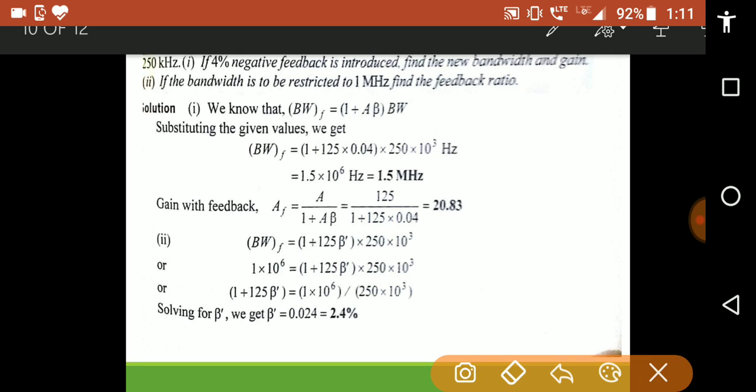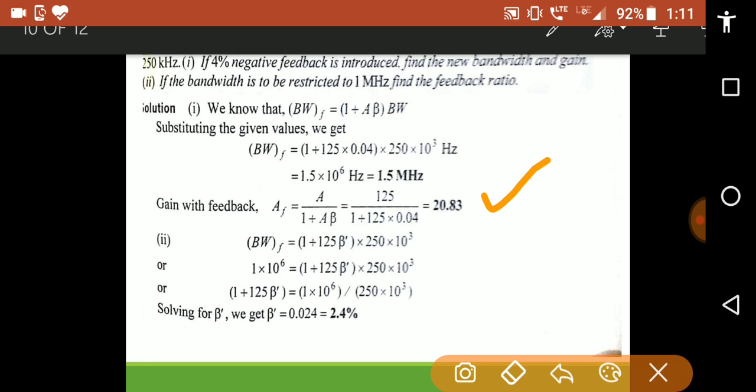Now we have to find gain with feedback, meaning AF equals A divided by 1 plus A beta, equals 125 divided by 1 plus 125 into 0.04, which equals 20.83. So this is the gain with feedback.